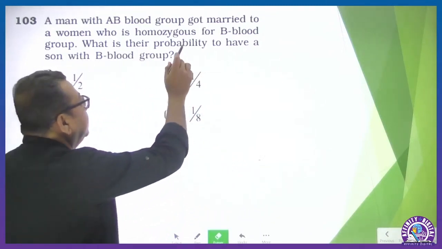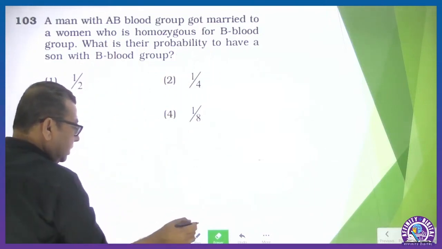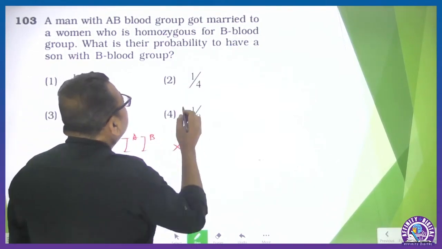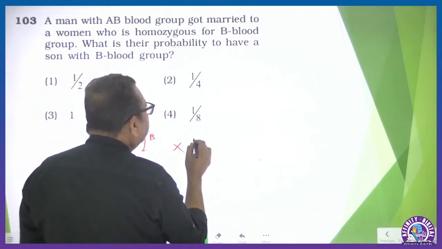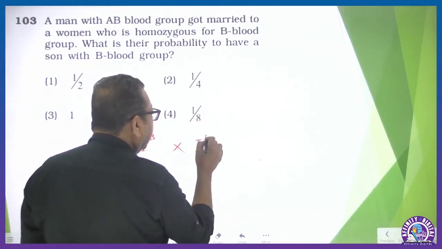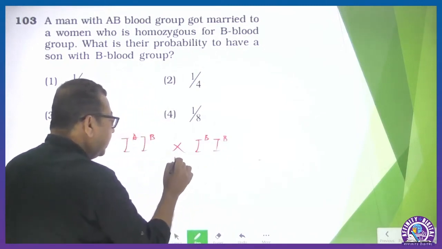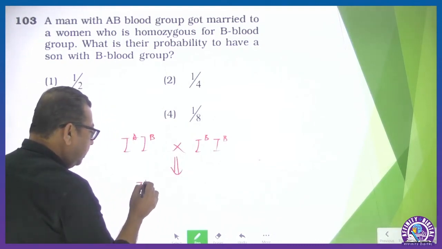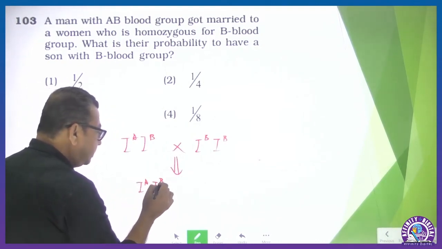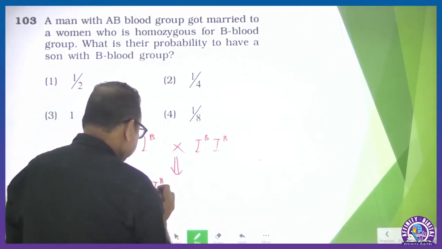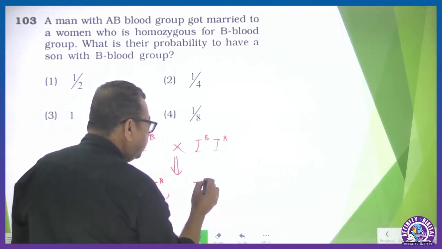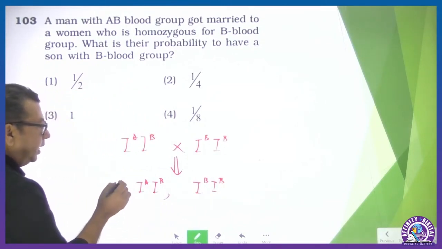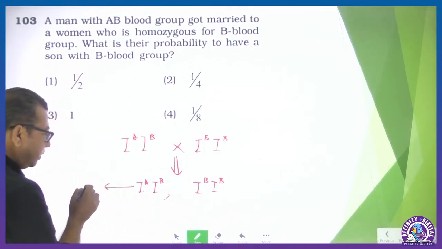Okay, now lekin yahan pe man ka blood group kya diya? Man ka blood group diya hai AB, genotype kya hoga? IA IB, aur woman ka blood group homozygous for B, genotype kya hoga? IB IB. So kaisa type of offspring possible hai? You will have two genotypes, IA IB and another type of genotype in the progeny that is possible, that is IB IB. Okay, then what genotype is the cause, phenotype is the effect.